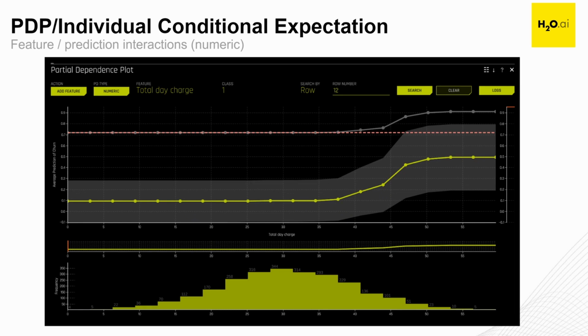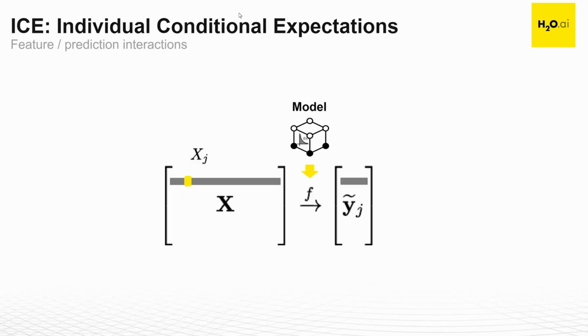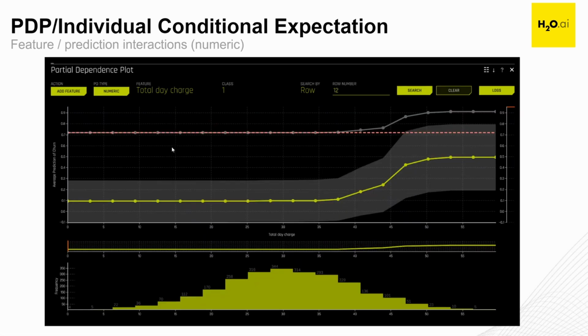So you know which features are the most important, and you want to find out whether there is an interaction between the feature value and the prediction, and you want to understand what type of interaction it is. First, I would like to explain that on the ICE, which is individual conditional expectation. In this case, you choose a dataset row and you choose a feature. In this case, it would be the total day charge.